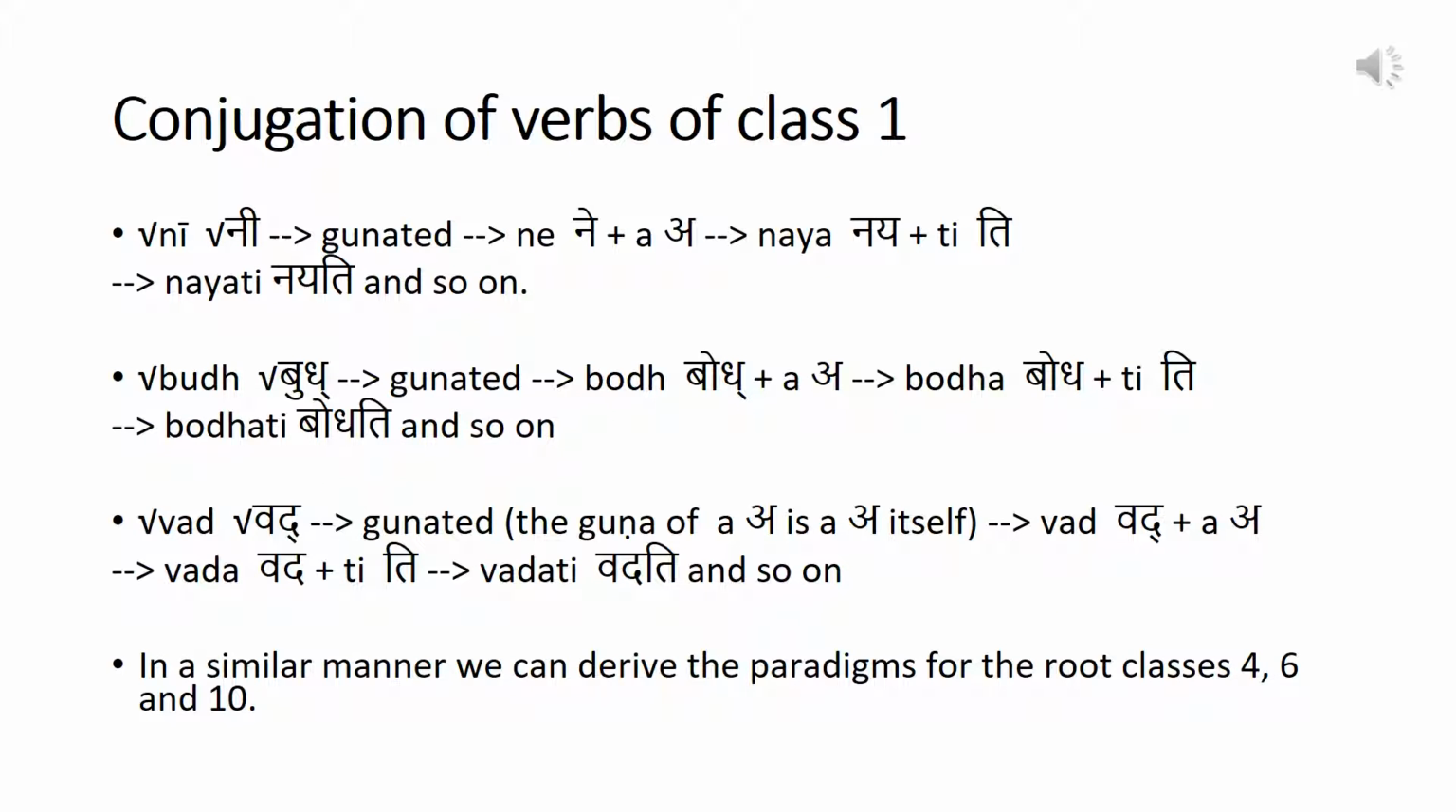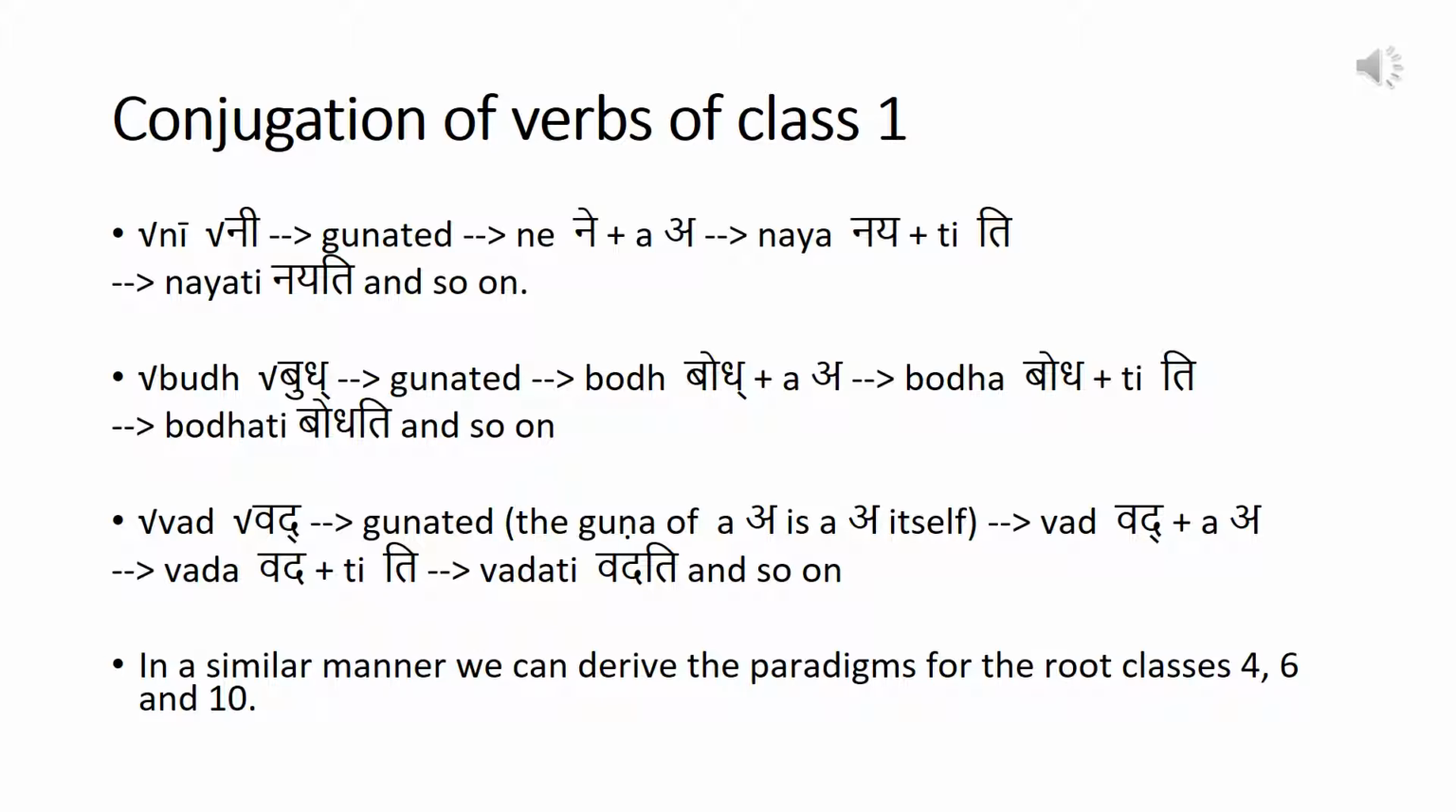Let us take the root ni, to lead, which is also of class 1. Ni when gunated gets ne. Then you add a to it to get naya. This is the verb stem. Then add the endings like ti and others to get nayati and so on. Now if you take the root budh, gunated becomes bodh, adding a gives you bodha, then adding the endings to get bodhati and so on. Let's take the root vad. Vad when gunated gives vad itself, then you add a to get vada, then add the endings.